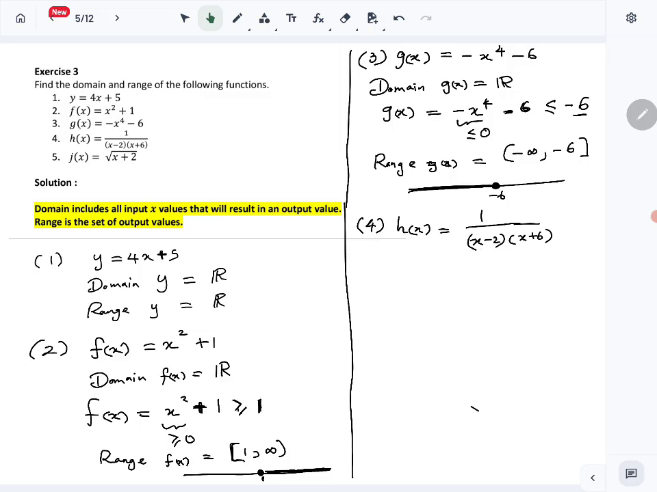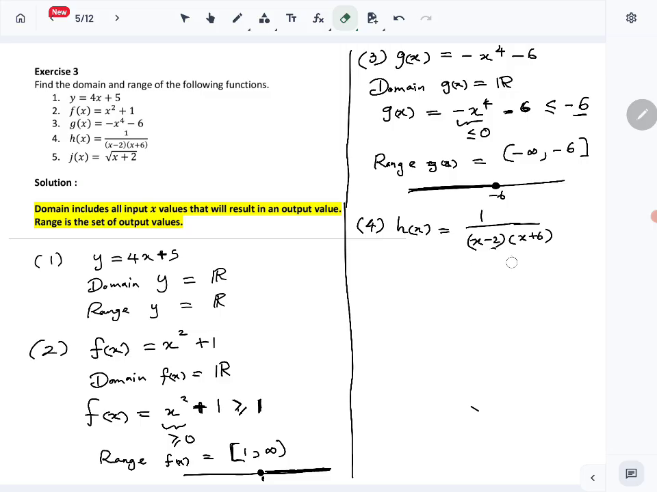So look at this. If I take x as 2, what happens? 2 minus 2. So I will get what? 0 in the denominator. Then I will get 1 over 0. That can't happen. We can't divide by 0.